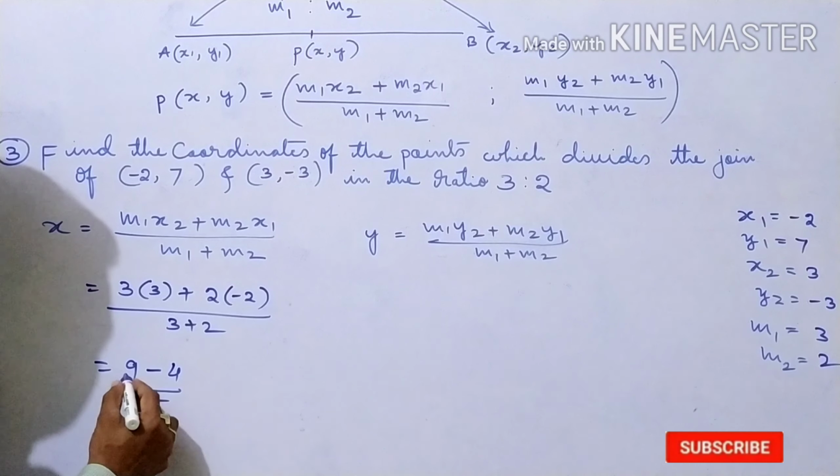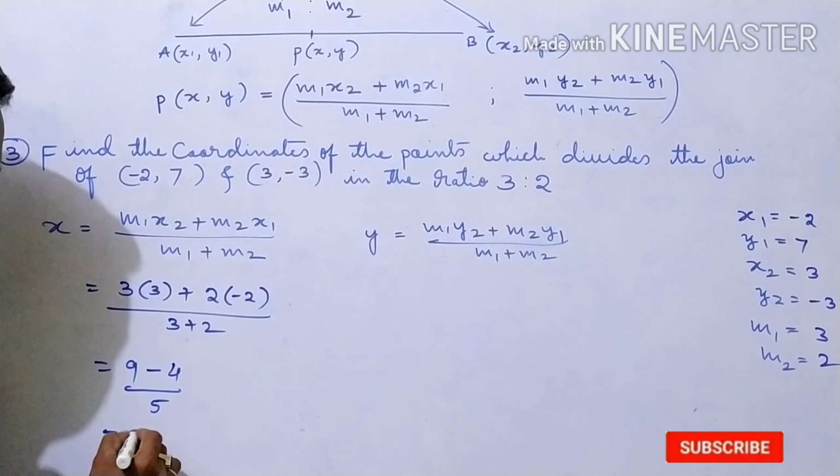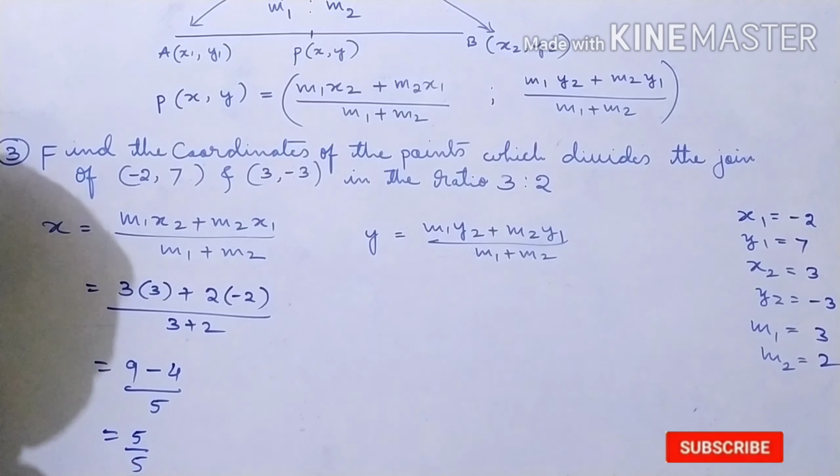Now again, 9 minus 4 is 5, divided by 5. The 5s get cancelled, so here x is equal to 1. Next, to find the y coordinate.